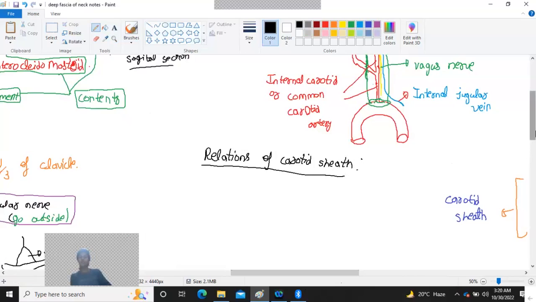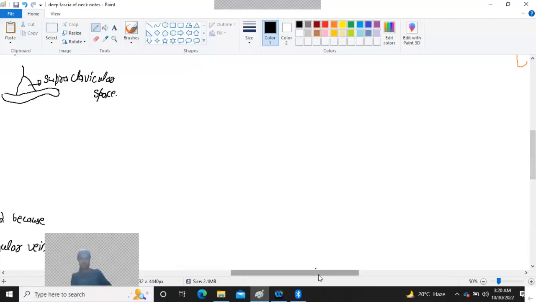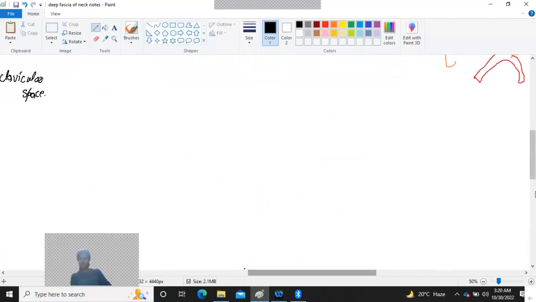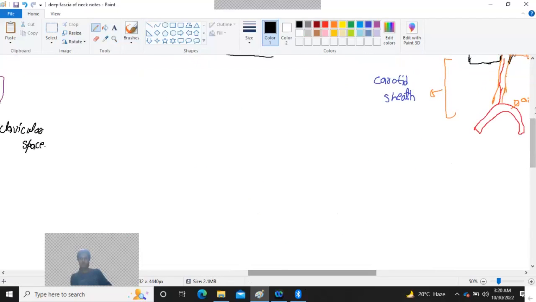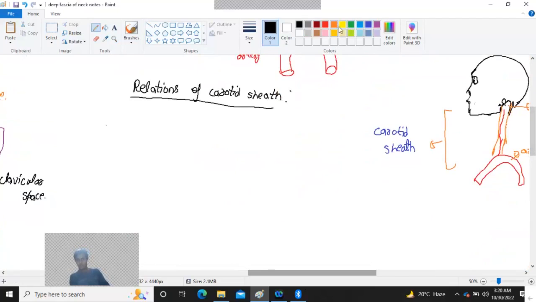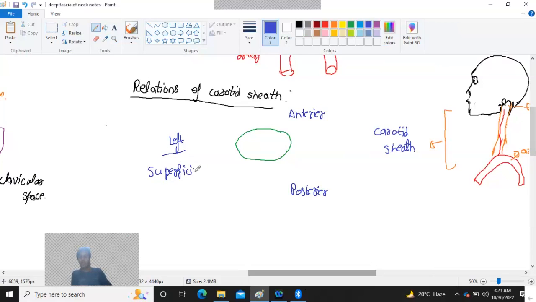So first, how the carotid sheath is made. First we draw the sheath. Let's say this is the sheath. Remember, this is the superficial side. Let's say this is the anterior, this is the posterior. So this is the left side sheath. The more left the thing is, the more superficial. Then we know the arteries are deep and the veins are superficial.